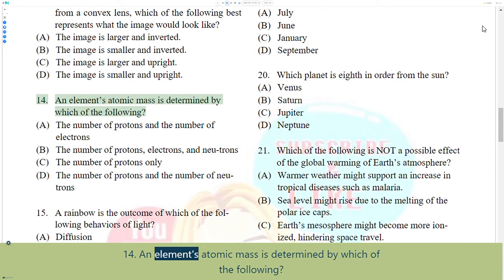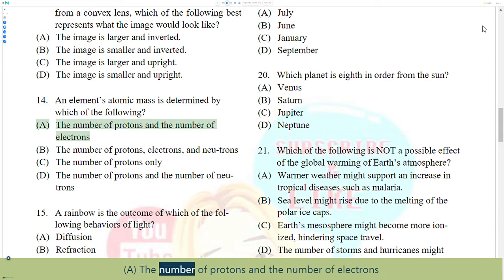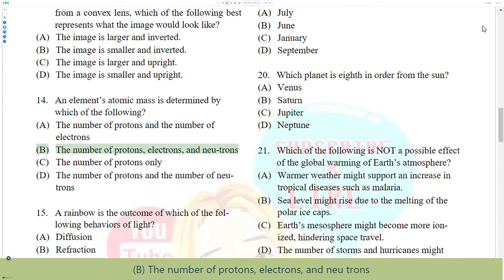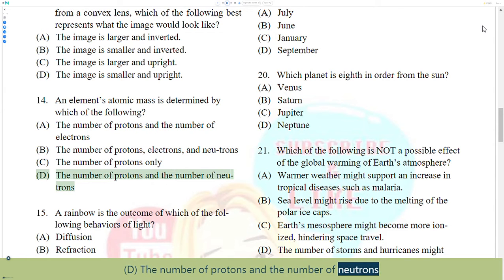14. An element's atomic mass is determined by which of the following? A. The number of protons and the number of electrons. B. The number of protons, electrons, and neutrons. C. The number of protons only. D. The number of protons and the number of neutrons.